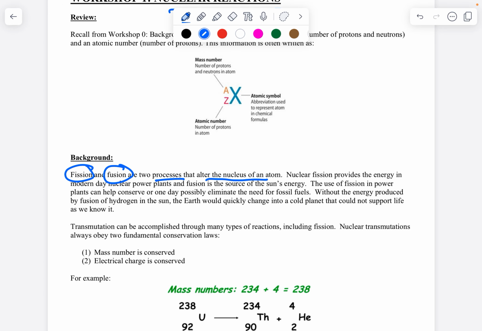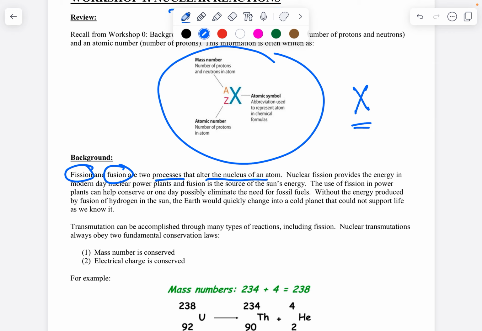Something you need to remember is all of this right here. This is really important. Okay, so X is going to be whatever atom, whatever element we're looking at. Maybe say isotope instead. And A is going to be your mass number. And then Z is going to be your atomic number, which is equal to the number of protons. So this is the basic information that you need to know about isotopes. This is the stuff that you learned last time.